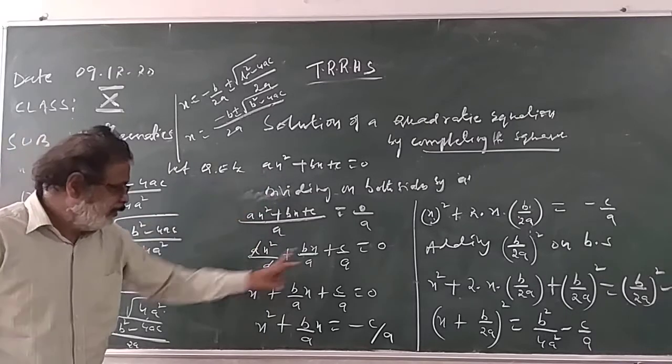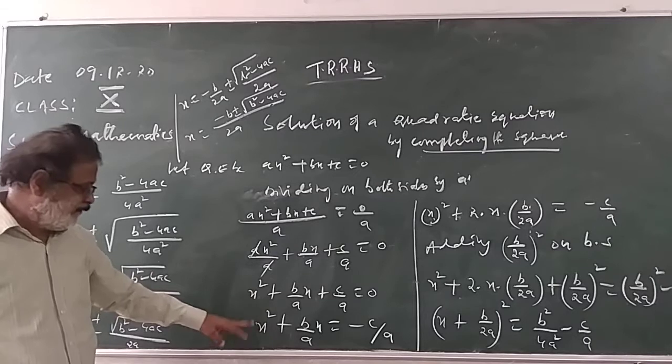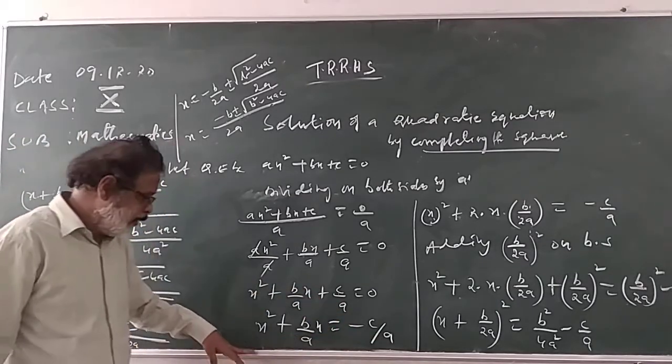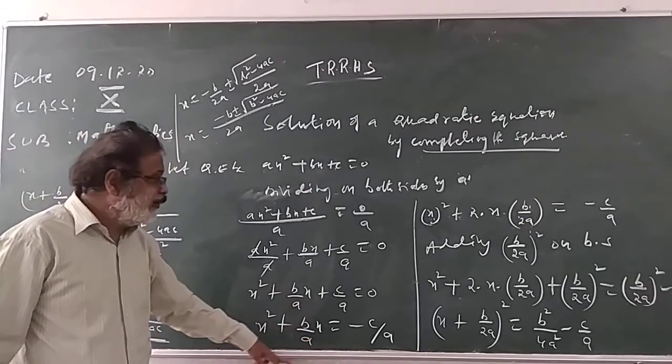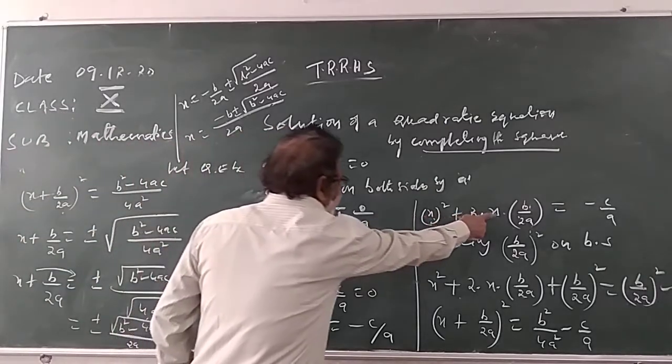Divided by a. Like this we got it. Next, x square is the perfect square. x square can be written as plus c by a on the right side minus c by a. x square is the perfect square: x whole square plus b by a. A square plus 2ab will come. 2 into a is the x, b we don't know.